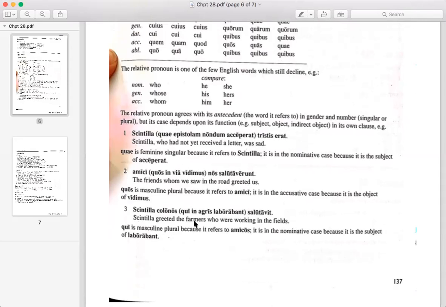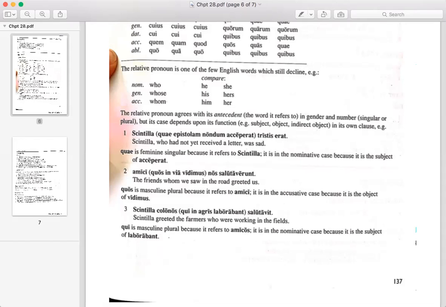Okay, so farmers is what gender and number? It's going to be plural because there's more than one, and it's going to be masculine. So your pronoun needs to be masculine and plural, which is going to be qui in this case. So who were working in the fields, your qui is also going to be nominative because the farmers are the ones doing the work. So qui is masculine plural because it refers to amicos. It is in the nominative case because it is the subject of laboravant.